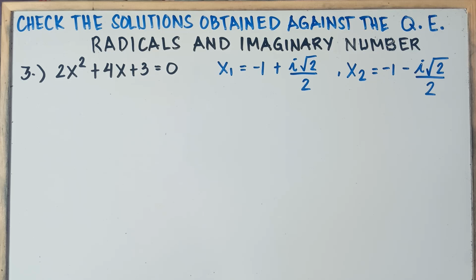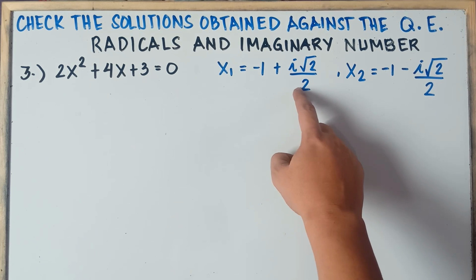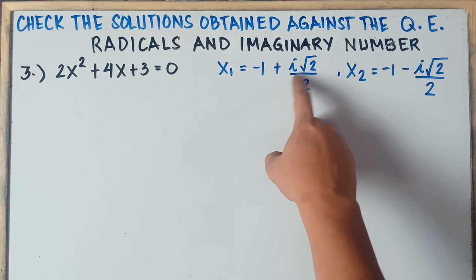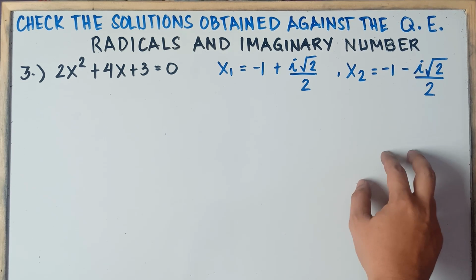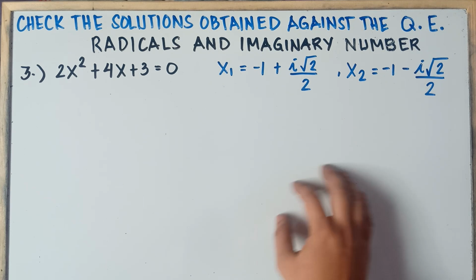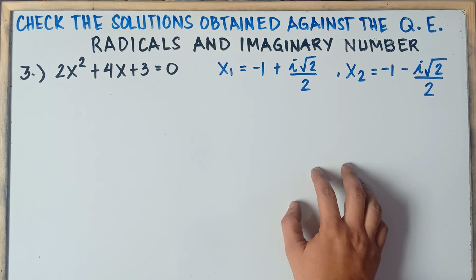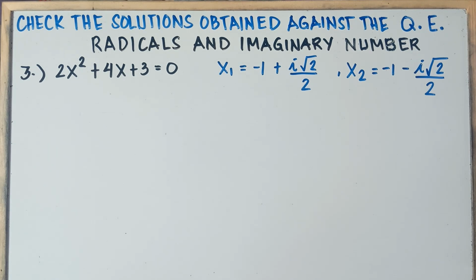Now in this part 3, class, this will be quite complicated because the answers for our roots contain imaginary numbers. So we have (-1 + i√2)/2 and (-1 - i√2)/2. But once again, class, do not be worried, because we will be answering this step by step. Alright, so let's start.